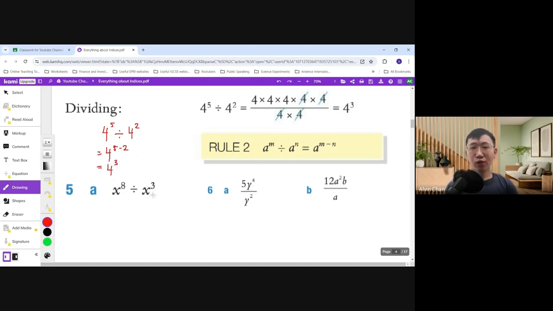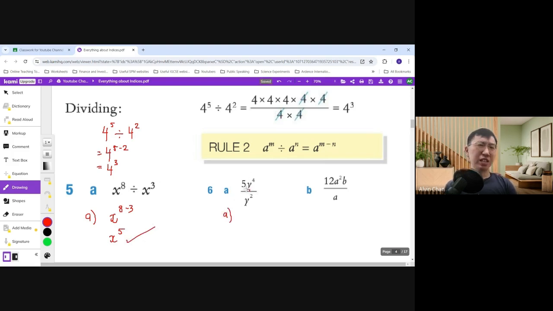Okay, what happens if you have algebra? Don't worry, we are going to do the same. So you're going to copy x as the base, same. Then you combine power minus power at the top, 8 minus 3. Then you get x to the power of 5. That's correct. Moving on, next one.